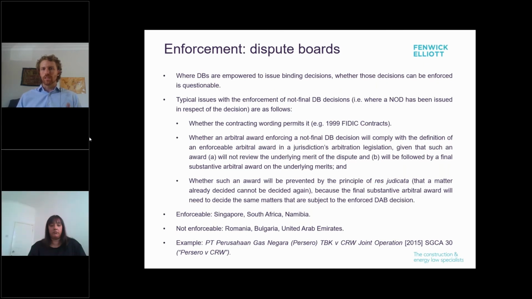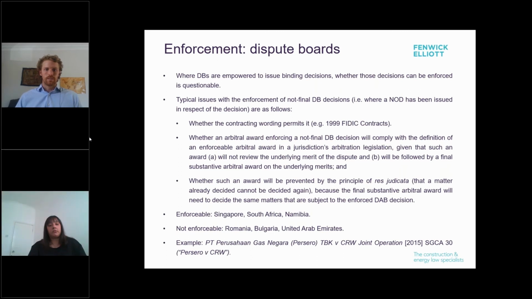Jurisdictions where there's no substantive problem enforcing dispute board decisions include Singapore, South Africa, and Namibia, whereas in Romania and Bulgaria, the highest courts have declared that not final dispute board decisions are not enforceable, and it's expected that a similar result would be likely in the UAE and other MENA countries, although I'm not aware of any decisions on the point.